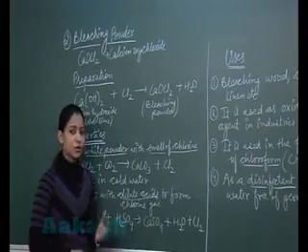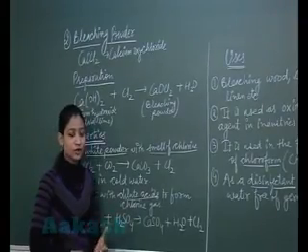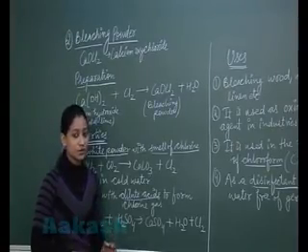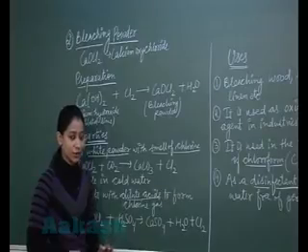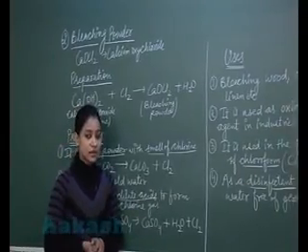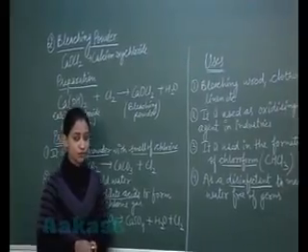And students, the good quality bleaching powder which is available in the market actually contains 35% to 38% of available chlorine. So students, I hope this bleaching powder is clear to you. Next we will study what is washing soda.